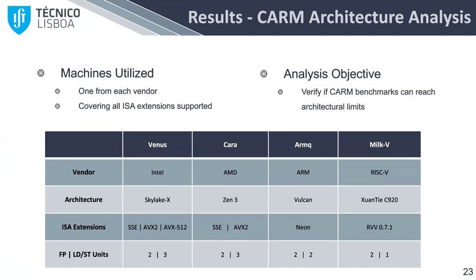So starting with the machines that were used to obtain these results, we have one from each of the main vendors. So we have the Venus machine with a Skylake X CPU that implements SSE, AVX2 and AVX512 extensions, and the CARM machine with an AMD Zen 3 CPU which implements SSE and AVX2. We have ARMQ with the Vulkan architecture that has the Neon extension, and then the Milk5 machine, which is a RISC-V system that implements RVV 0.7.1. And besides that, all of these CPUs have two floating point units per core and between three and one load store units per core, which are then used to define the theoretical limits of each architecture, which we'll now see.